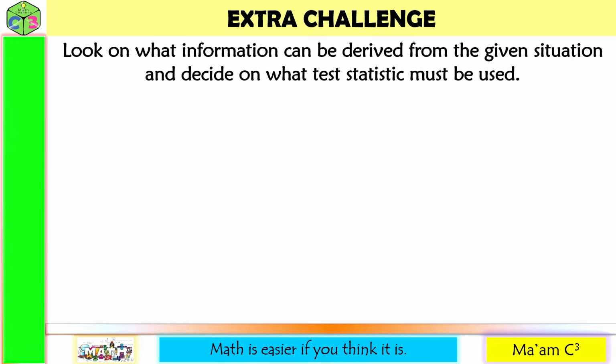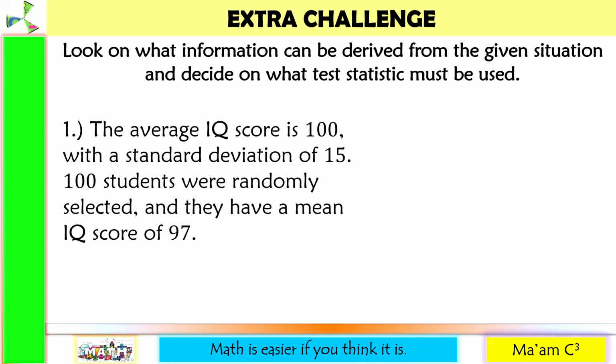Let us do an extra challenge. Look at what information can be derived from the given situation and decide on what test statistic must be used. Some of my examples are hypothetical because in real life, we seldom know the values of the parameters like population standard deviation, especially if our population is huge like the fishes in the ocean or teenagers in a region or country. Let's have the first one.